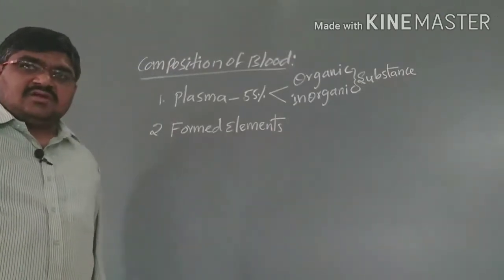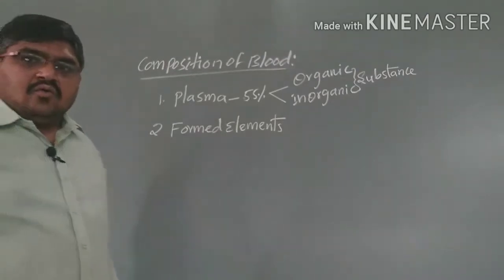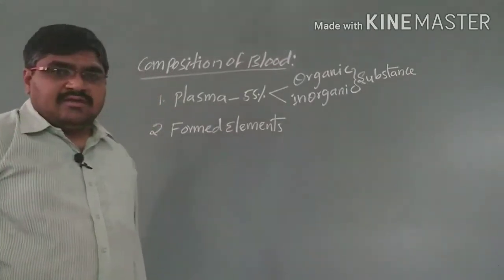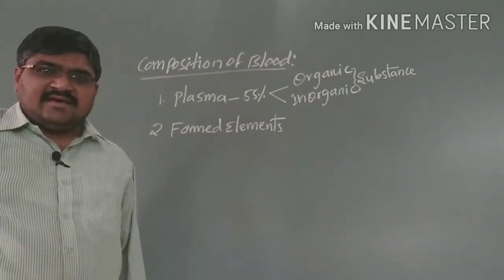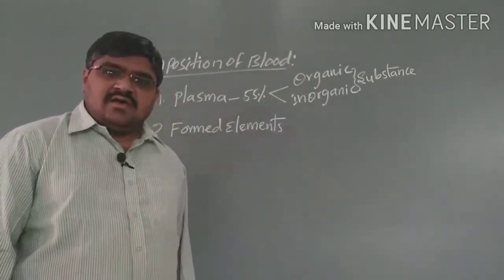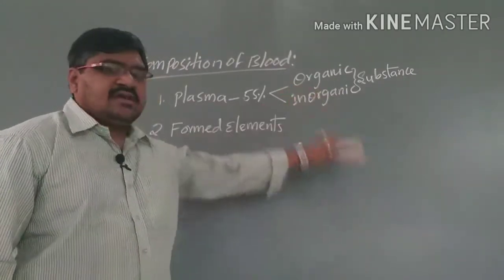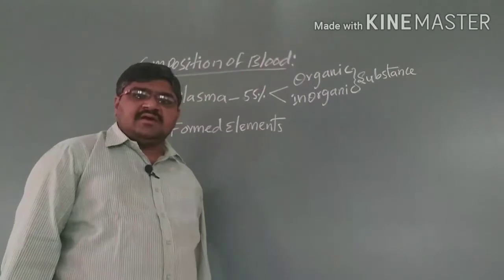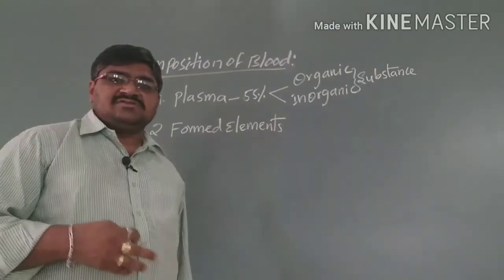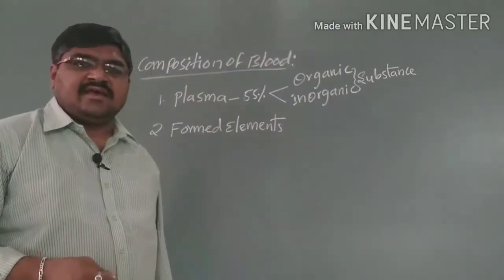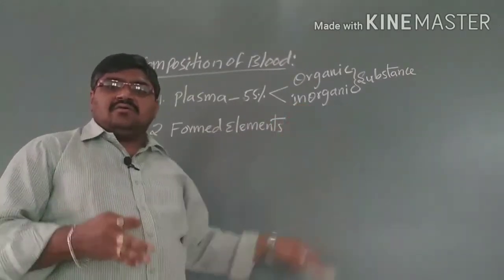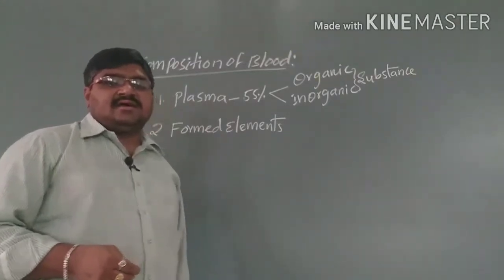It also contains proteins such as globulins and albumins, which act as antibodies. They produce the antibodies for the body. The inorganic components are sodium, potassium, calcium, magnesium, and phosphates. Already we have discussed this in the last class.